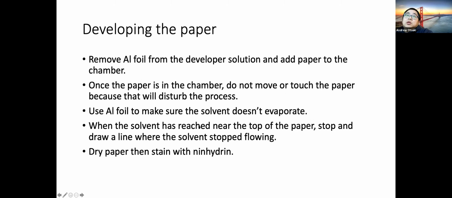So when the solvent has reached near the top of the paper, a few centimeters from the top, you're going to stop it and draw a line where the solvent stops flowing. This is called the solvent front. Wherever the solvent stops flowing, that line I showed you earlier, that would be the distance the solvent had traveled up the paper. Then you let the paper dry and you're going to stain it with ninhydrin.